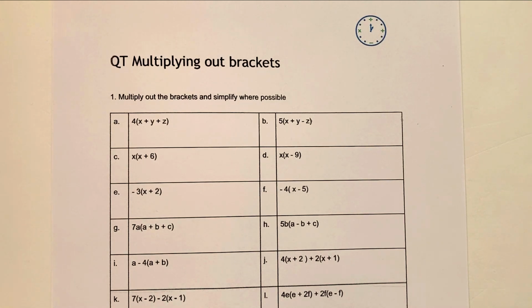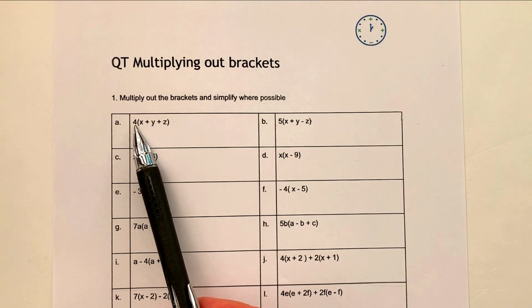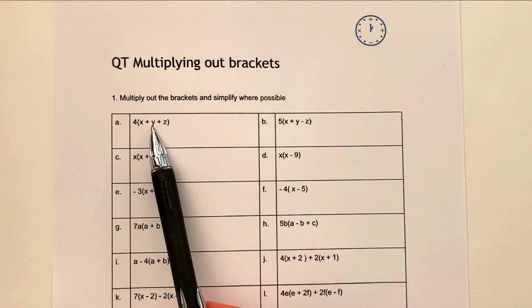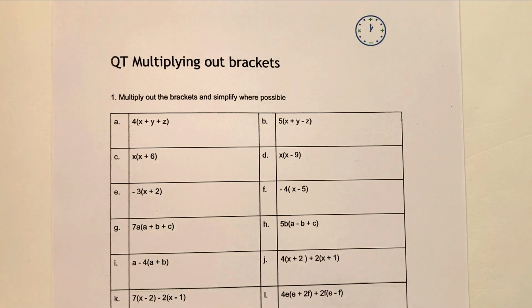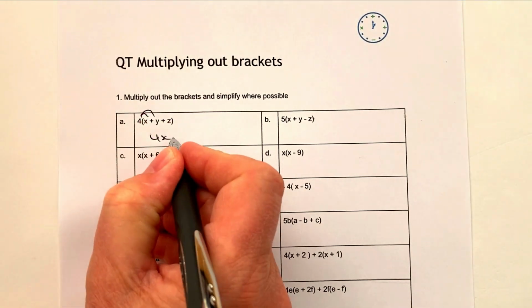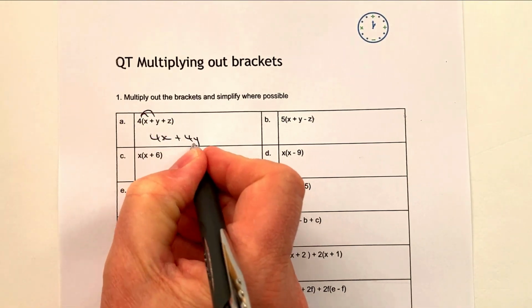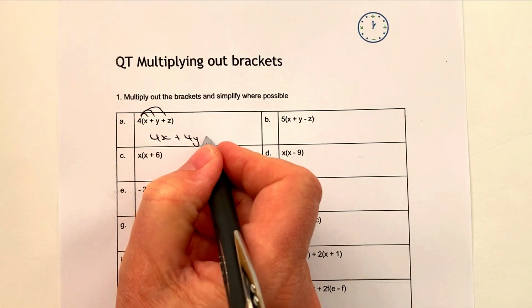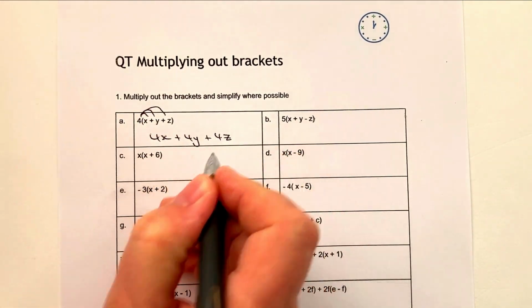Okay, so let's have a look at the first one. Well, this basically means multiply each of the terms inside this bracket by 4. Okay, so I'm going to end up with 4x plus 4y plus 4z.